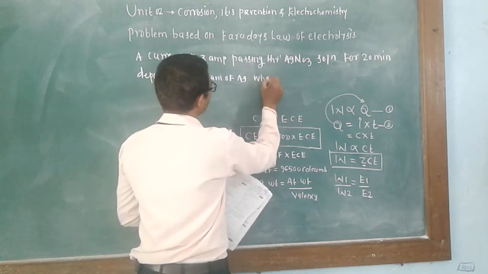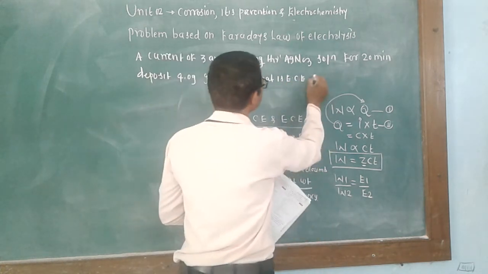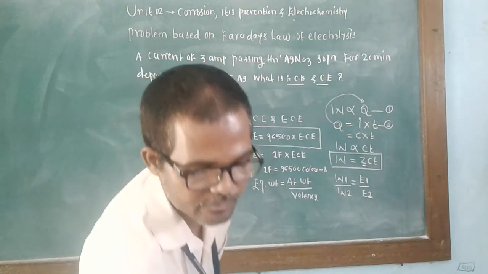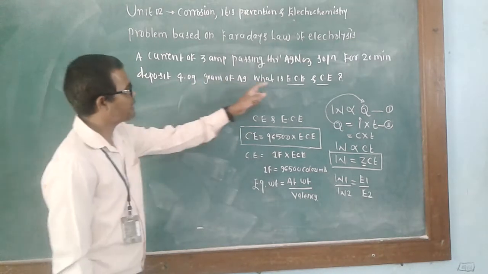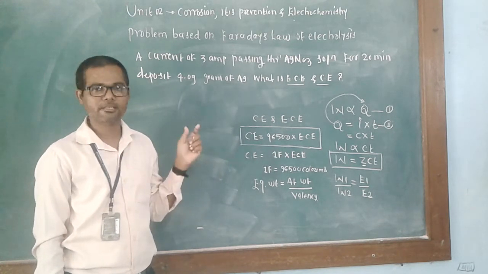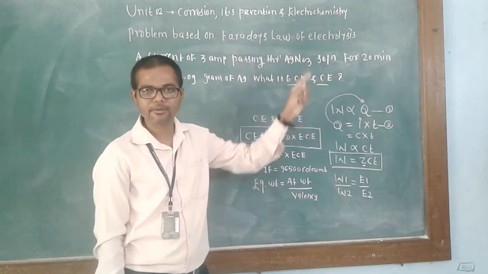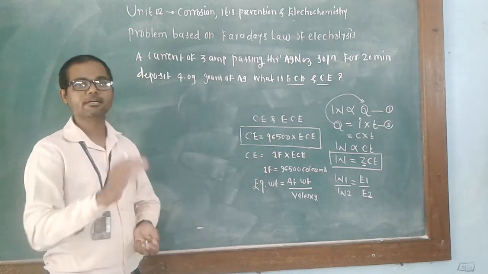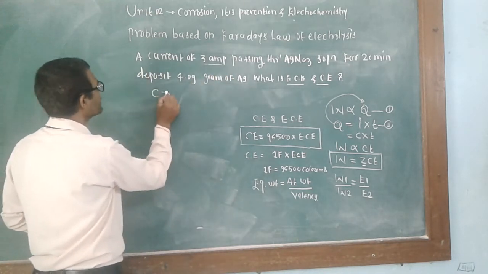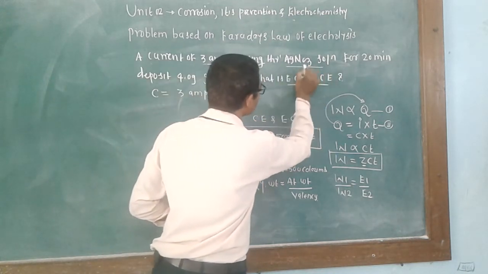What is EC and CE? So here we are going to calculate the EC. This problem is based on Faraday's first law of electrolysis, as well as we are going to calculate also the chemical equivalent, that is the equivalent weight. So first of all you have to write the given data. Okay, so here a current of 3 ampere, in the sense current is given. So C is equal to 3 ampere passing through silver nitrate solution, that is your electrolyte.